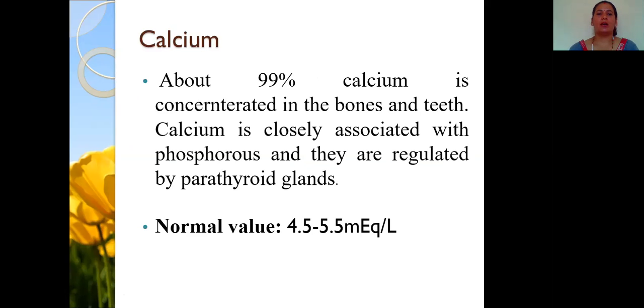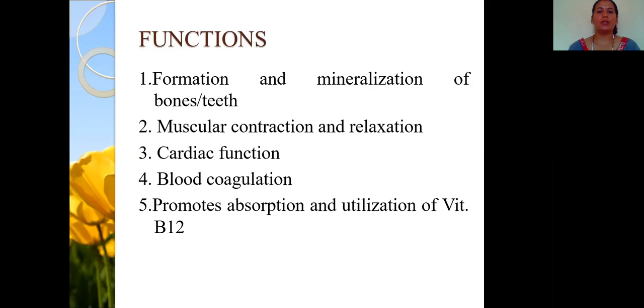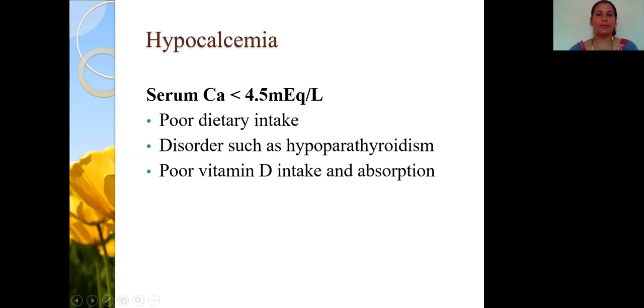Now next, we come to the next electrolyte, that is calcium. About 99% of calcium is concentrated in the bone and teeth, and it is closely associated with phosphorus, and they are regulated by the parathyroid gland. The normal value of calcium is 4.5 to 5.5 mEq per liter. Its major functions are the formation and mineralization of bones and teeth, muscular contraction and relaxation, cardiac function, blood regulation, and promoting absorption and utilization of vitamin B12.